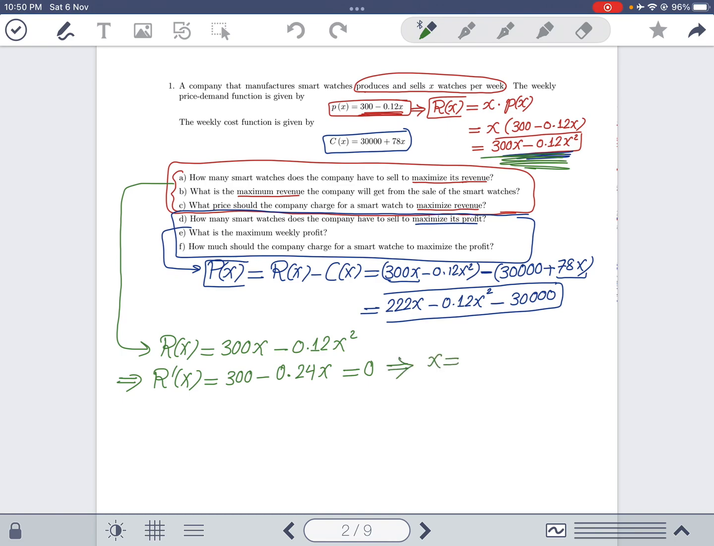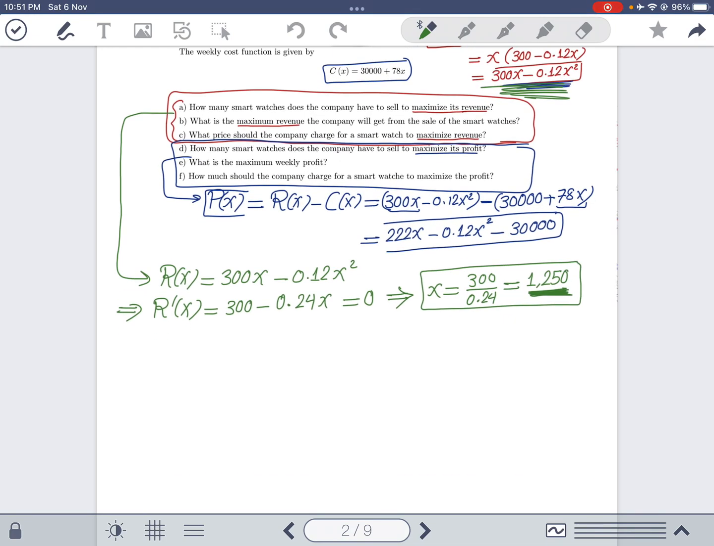You'll get that x is 300 over 0.24. If you use your calculator, you'll get 1,250. So this is the quantity that the company needs to produce, and I claim now, in order to maximize the revenue. But how did I know maximize, not minimize, or maybe neither? How did I know that it's a maximum?